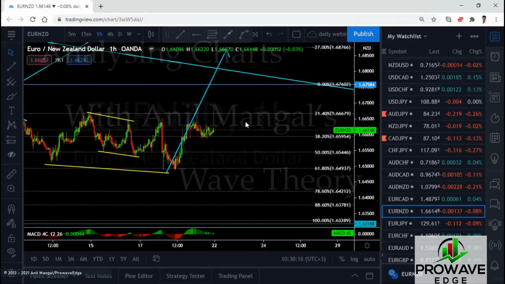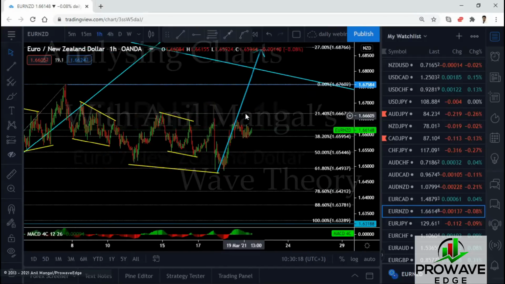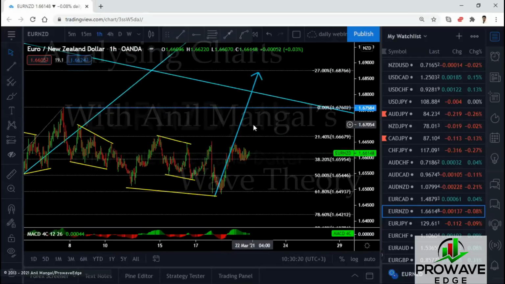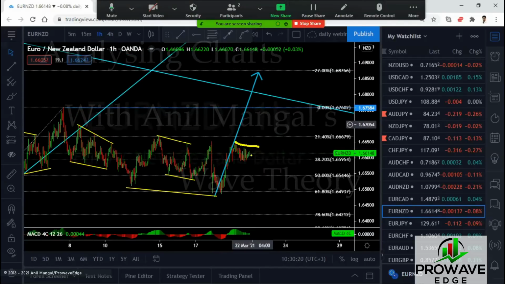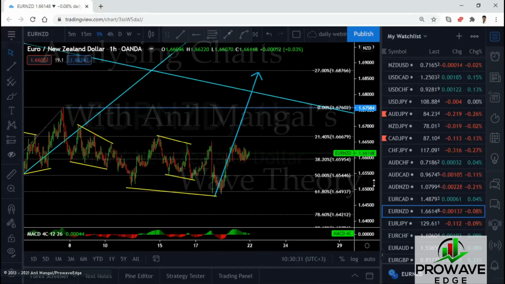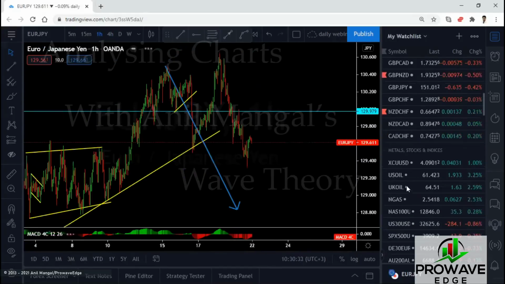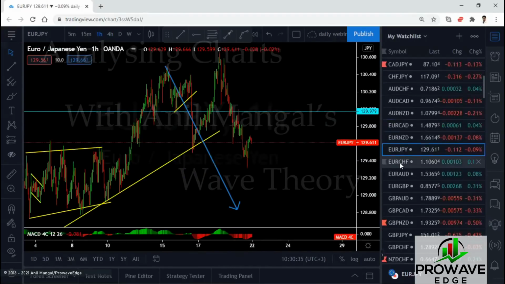The sell setup is not so interesting. The buy is the one that you're interested in. So if this consolidation breaks out, consolidates here some more and breaks out, that is a trade we'll take this week. It might happen Tuesday, Wednesday. That is a trade we'll take. Euro Yen we did already.